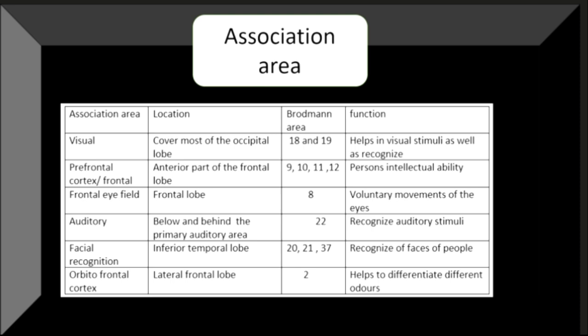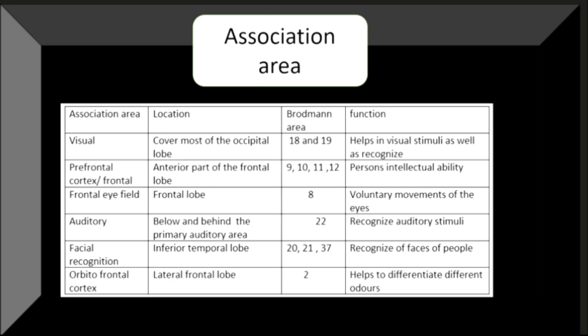Your eyes will be very straightforward, looking into your notes only. Okay, so the next one is the auditory. From the name itself you can know the meaning, right? It is present in the auditory area. Just write it like that, auditory areas, because there are more than one auditory area in your whole brain, that is, cortex. So you can write auditory area, and it helps in the recognizing of auditory stimuli.